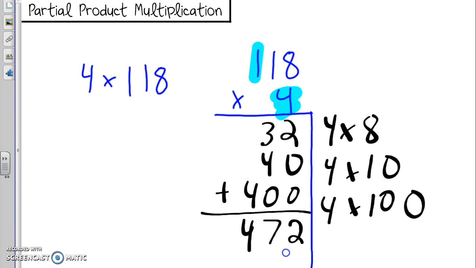You can scroll back in the video and see how we solved it with the distributive property first, and you can see the similarities between both things. If I put parentheses on here, that might show you even more. We'll try another problem set next, okay?